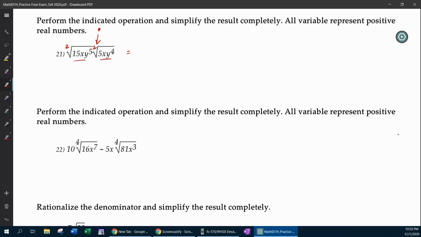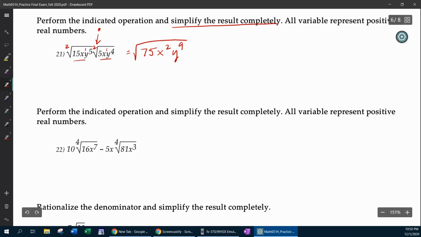Okay, so here we go. 15 times 5, that is 75. x to the 1 plus 1 is x squared. y to the 5 and 4 is y to the 9. So we now have the square root of 75x squared y to the 9. And now we need to try to simplify the radical as much as possible. Notice it does say simplify completely.